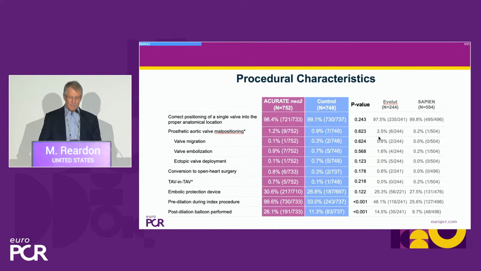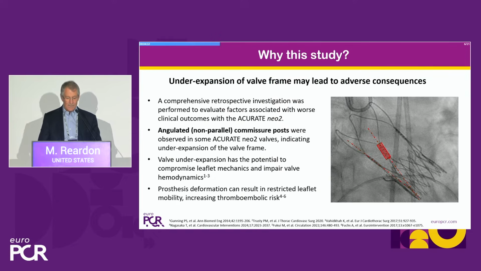Now, if you look at the procedural characteristics, Accurate looked great procedurally. There was no real difference in correct positioning, valve migration, embolization, ectopic deployment, conversion to open heart surgery, TAV in TAV, all very similar. They looked just the same. The only difference was there was more pre and post dilatation in the Accurate arm. And at 30 days, it also looked like this. It really matched the control valve. The problem was we got to the end, as you saw, and we missed our endpoint.